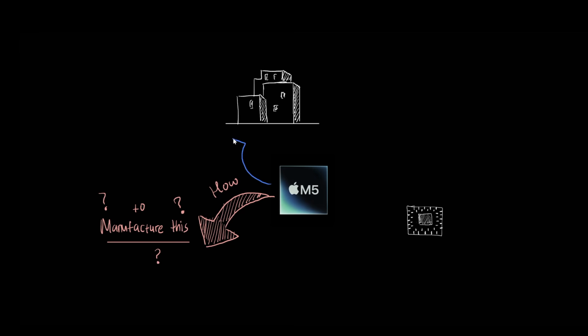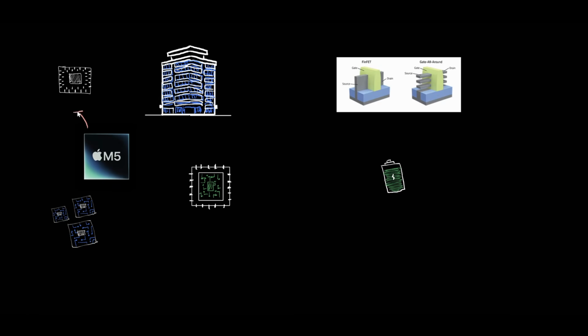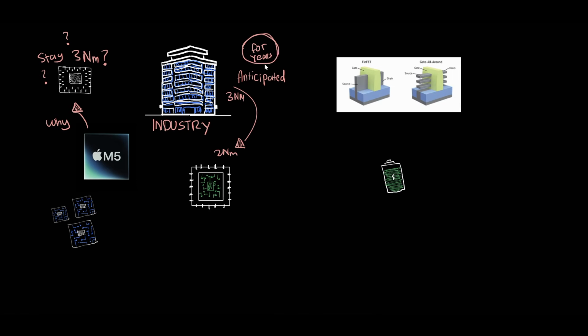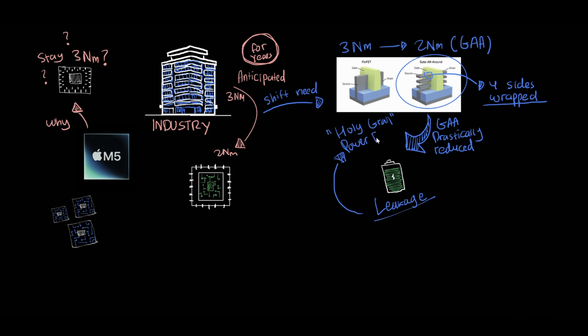The M5 is built on TSMC's N3P process, which is an optimized 3nm manufacturing node. Now you might be wondering, why stick with 3nm? The industry has been anticipating the transition to the 2nm process node for years. That's because the move to 2nm involves a shift to gate-all-around transistor technology. By wrapping the gate around the channel on all four sides, this architecture drastically reduces current leakage, making it the holy grail for power efficiency.